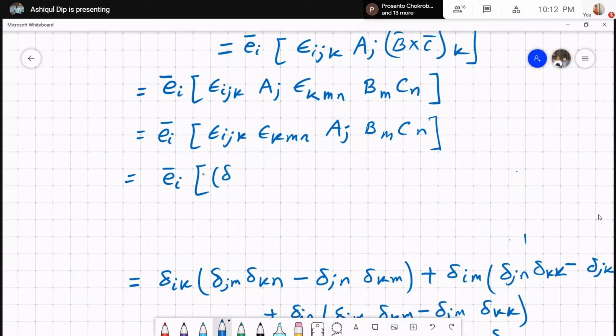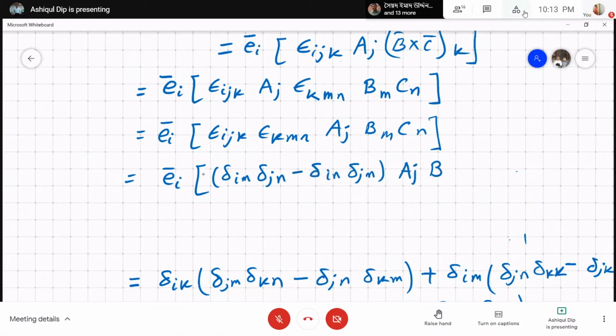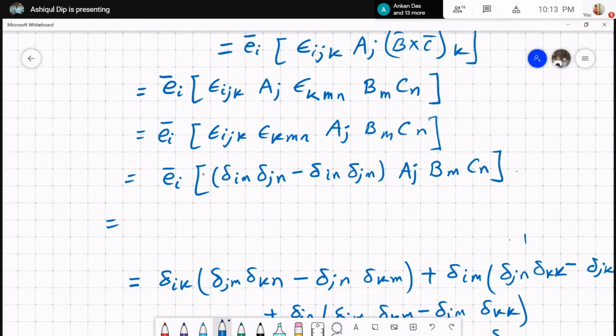So now you can write EI delta IM, that means first one, delta second index, second one. That means forget about that K. We are dealing with the other two. So then IN JM, AJ, BM, CN. Now we know how to deal with this Kronecker delta.